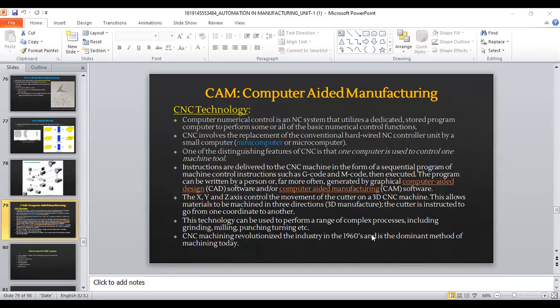And we have several types of CNC technology. CNC technology is applied in different processes like grinding, milling, punching, turning, etc. And from the 1960s, we have been using the CNC technology, and it's still the dominant method. We now have advanced functions, advanced features in CNC that we did not have earlier, like the inclusion of different axes, okay, 4-axis, 5-axis machines, etc.